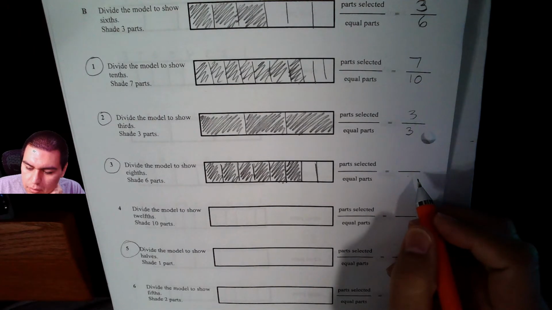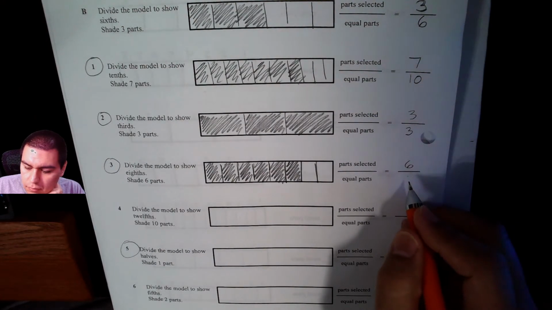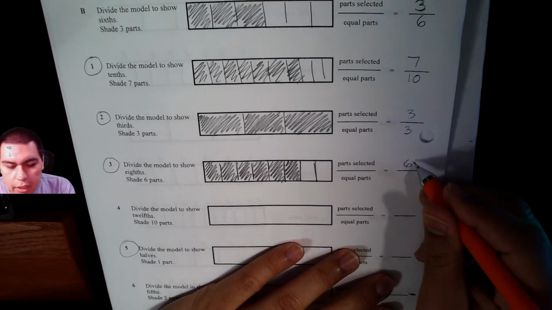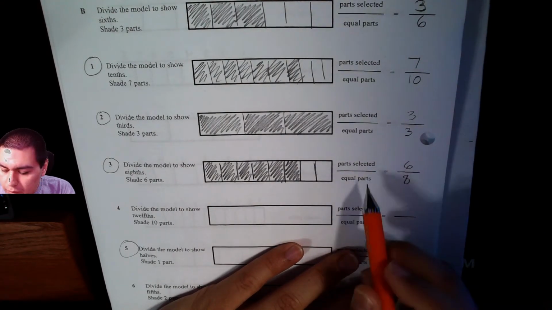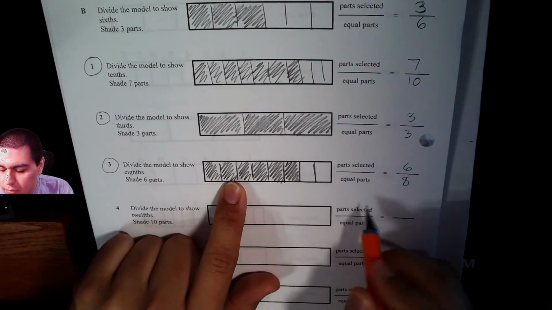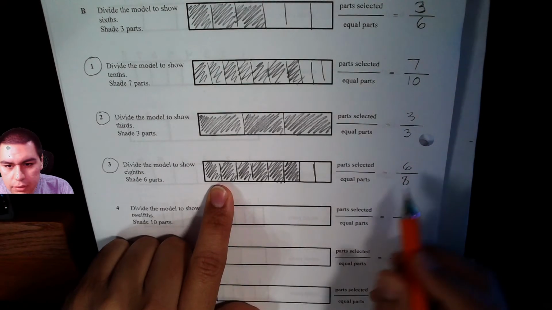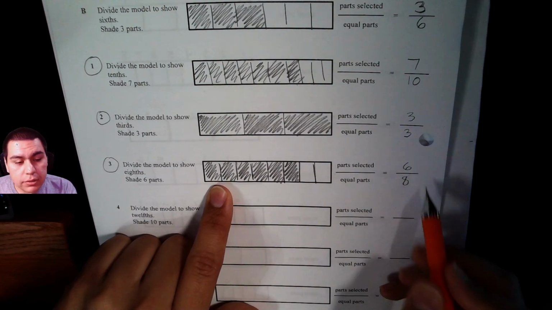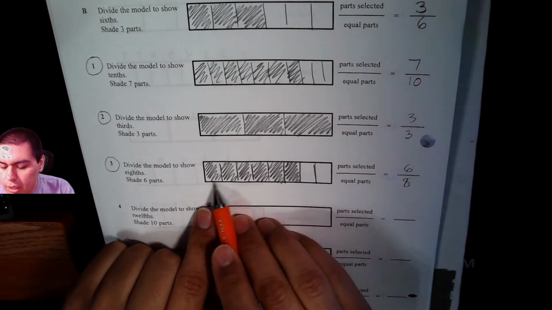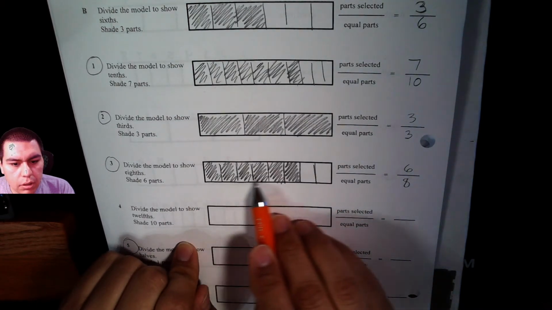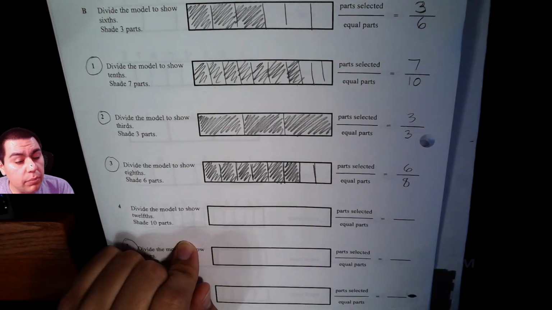It should be 6, wait, 8, 6. What we should have is 6 eighths. So the 6 has to be on top because that's how many parts we shaded in. And 8 has to be on the bottom because that's how many parts there are on the rectangle. Okay, so 6 eighths or 6 parts out of 8. Remember, the denominator will always tell you how many parts there are altogether. Your numerator, the top number, just tells you how many parts you have or how many parts you're looking at.